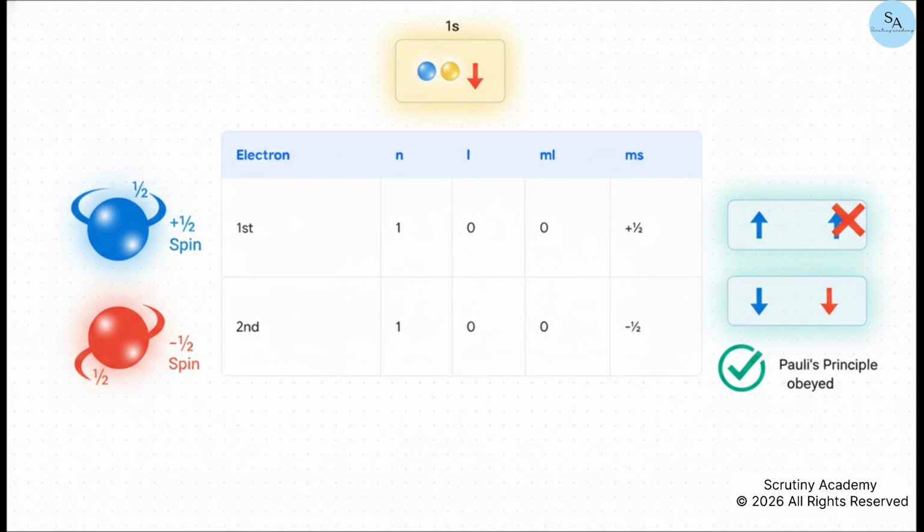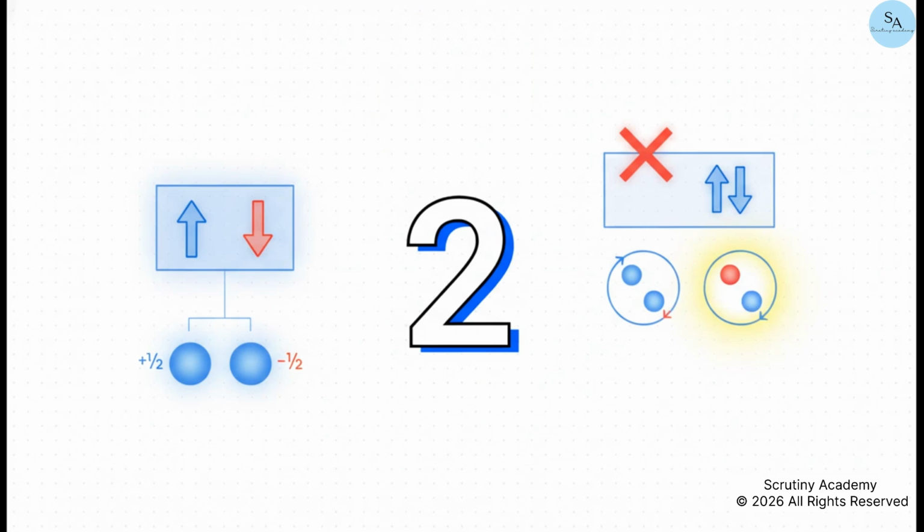Now let's see how this plays out with helium. It's the perfect example. As you can see in the table, its 2 electrons are both in the 1s orbital. So their n, l, and ml values are all identical. To obey Pauli's principle, their fourth quantum number, their spin, must be different. One has to be spin up +1/2, and the other has to be spin down -1/2. And this leads to a brilliant and super simple consequence.